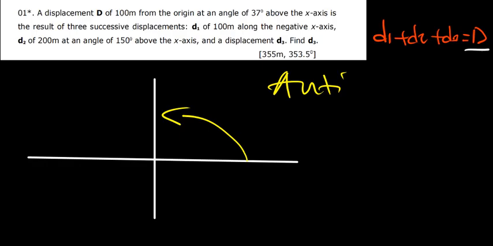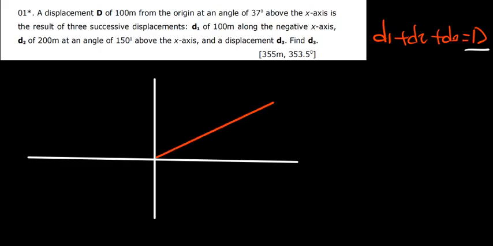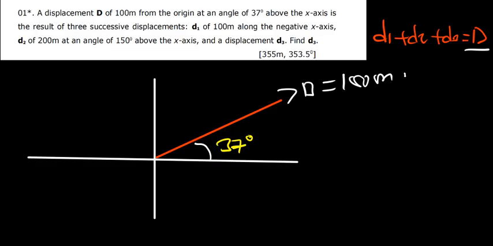Then one thing you have to know again is that in this case, this D is at an angle of 37 degrees. Where can I find 37 degrees? Is it in the first quadrant, second quadrant, or third quadrant? 37 degrees is in the first quadrant, meaning I'll put this vector here. I'll say that is my vector D, and this vector D is 100 meters. The angle is 37 degrees. I'll put 37 degrees here. I'm done with that vector D.